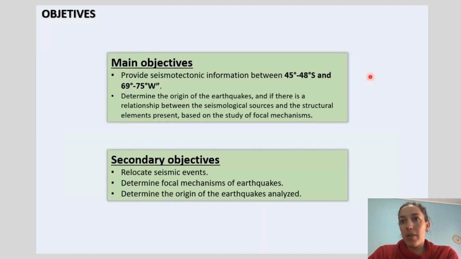Objective. We have a main and secondary objective. In the main objective, we want to provide seismotectonic information between these coordinates, determine the origin of the earthquakes, and determine if there is a relationship between the seismological source and the structural elements present, based on the study of focal mechanisms. In the secondary objectives, we have to relocate seismic events, determine focal mechanisms of earthquakes, and analyze the origin of the earthquakes.